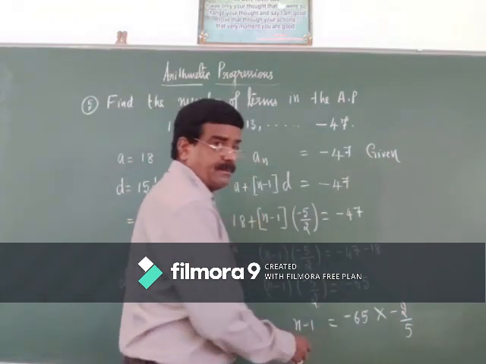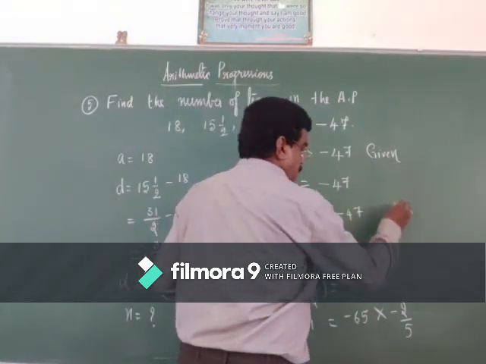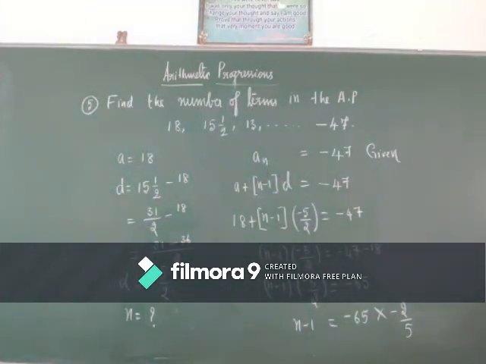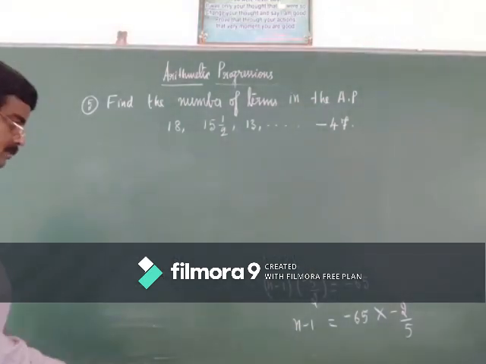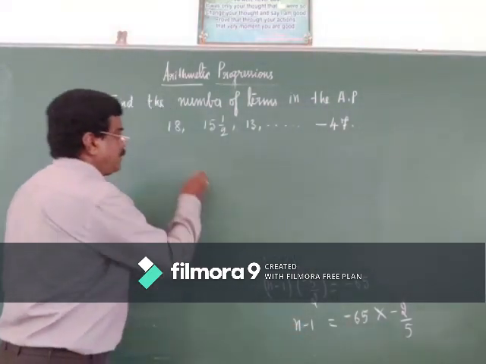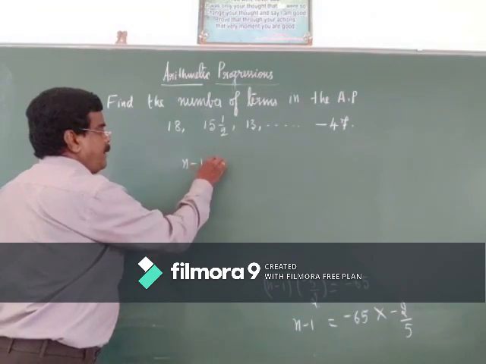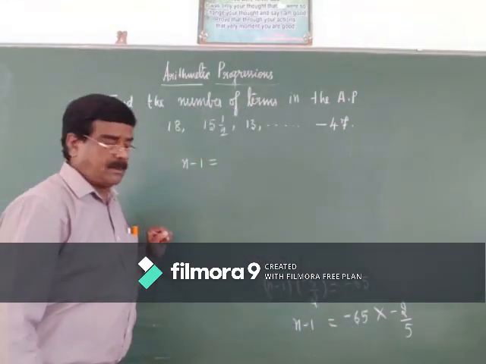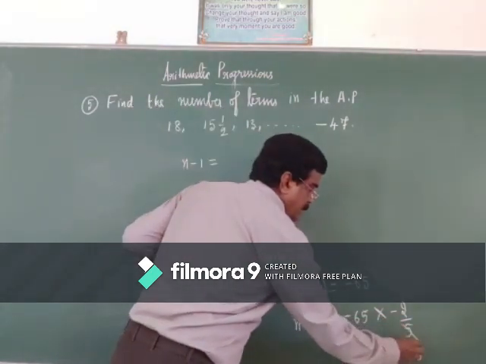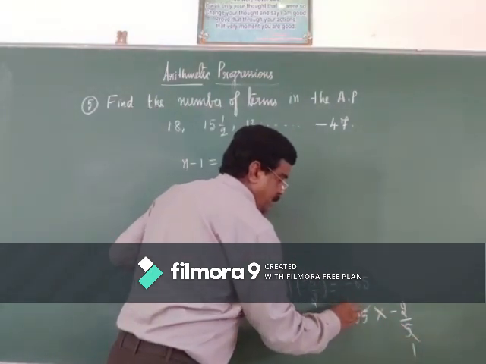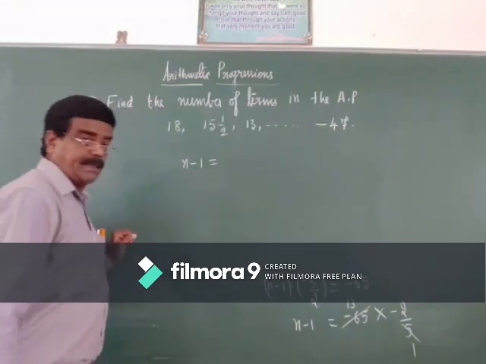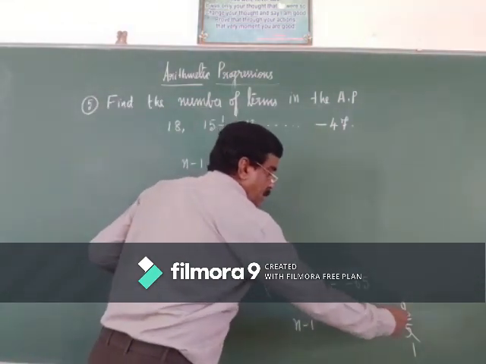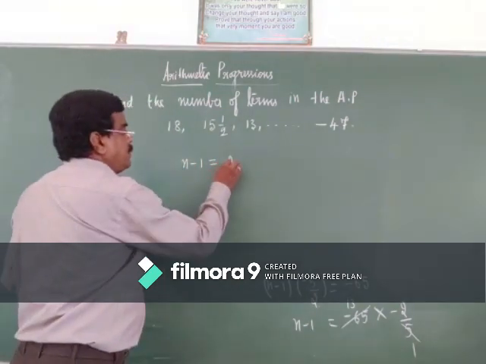Now the next step. See, in the next step this becomes n minus 1 is equal to, say, minus into minus, plus. So you can cancel with this 5. 5 1s are 5, 5 13s are 65. So minus into minus is plus. 13 into 2 is 26.